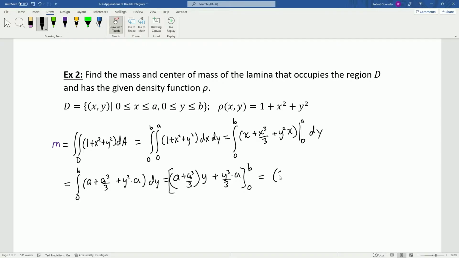This gives us a plus a cubed over 3 times b plus b cubed times a over 3. And when we evaluate at 0, we'll get 0, so we don't have to worry about that either. Now, I can make this 3a over 3, so that lets me combine this all together into one fraction: 3a times b, if I distribute the b, plus b a cubed plus b cubed a, all over 3. I'll just leave that in that form for now. I could factor both an a and b out of this, but I don't know that would help me all that much right now, so let's just go ahead and move on.